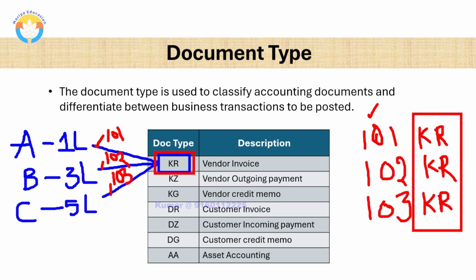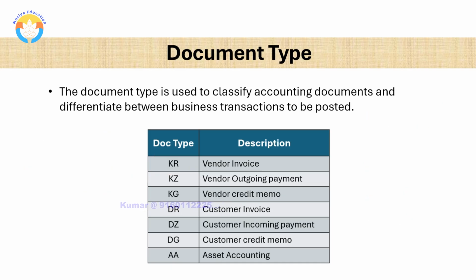We have purchased from the vendor. So these all are purchases. That is called as vendor invoice. So now, next document type is KZ, vendor outgoing payment. Vendor outgoing payment means we are paying the money for the invoices which we have purchased.